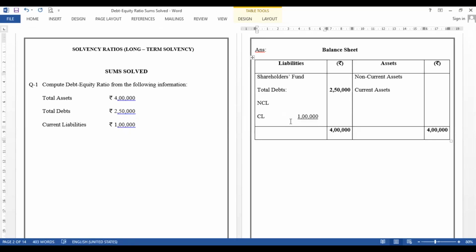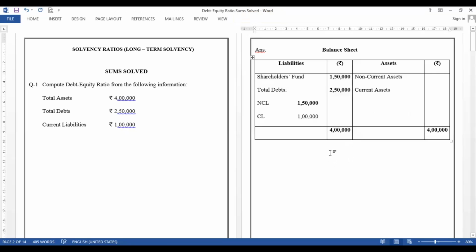Now let us calculate the amount of non-current liabilities because that will be required for the calculation, that is long-term debts. If total debts is 2,50,000 out of which current liabilities is 1 lakh, it is quite understood that this amount will be 1,50,000. Apart from this, we also need the shareholders fund. If the total of the liability side is 4 lakh, and total debts is 2,50,000, shareholders fund will be 1,50,000. This is how we calculate the shareholders funds and the long-term debts.